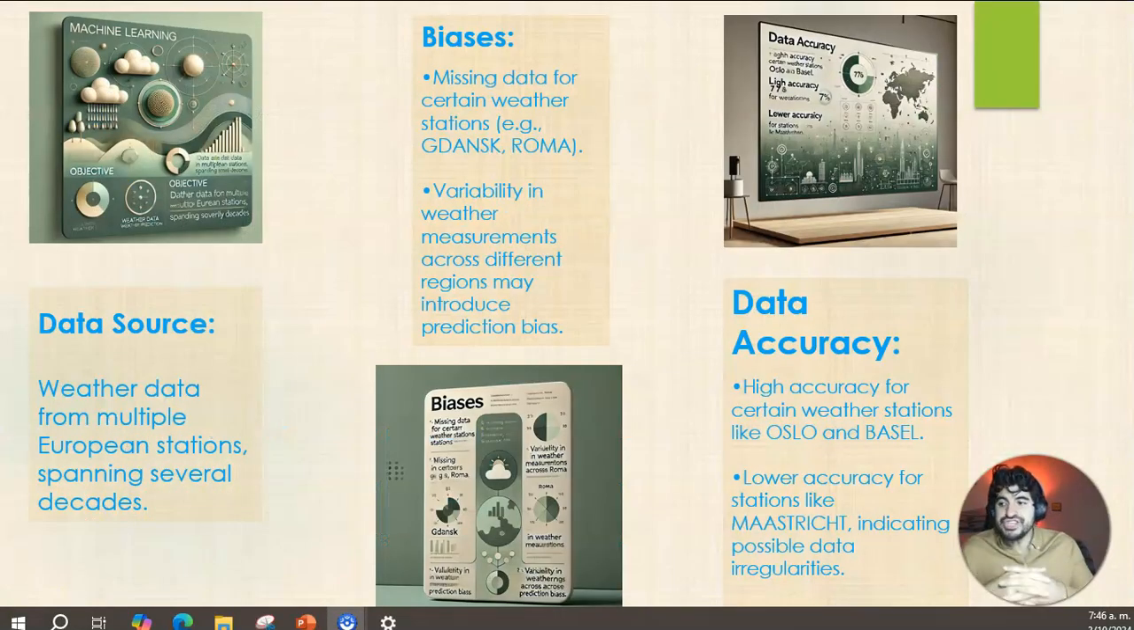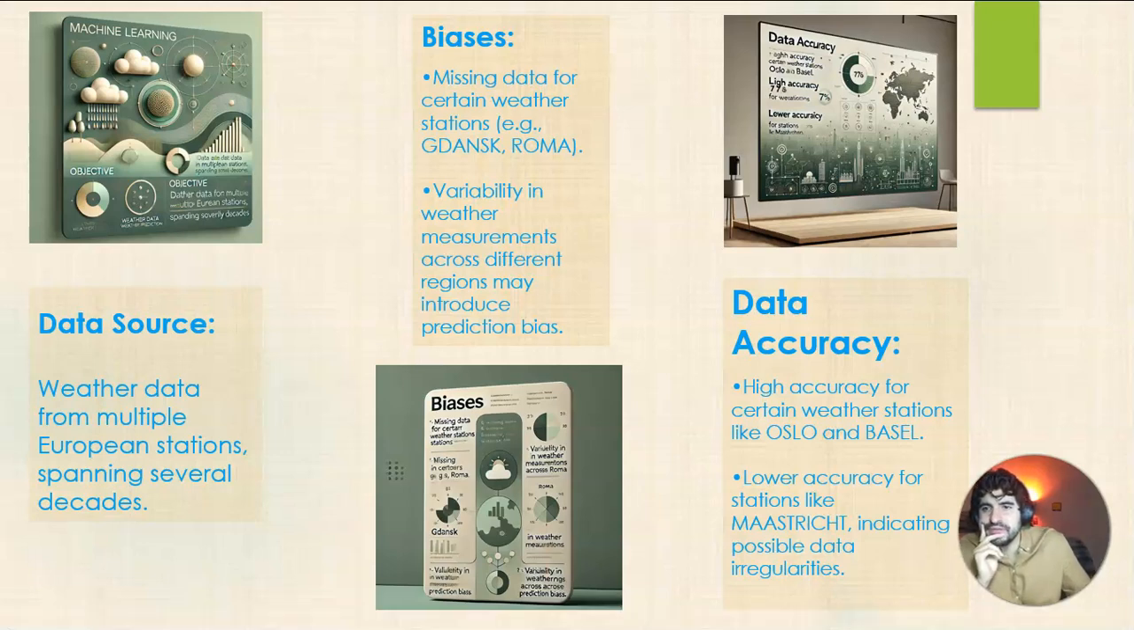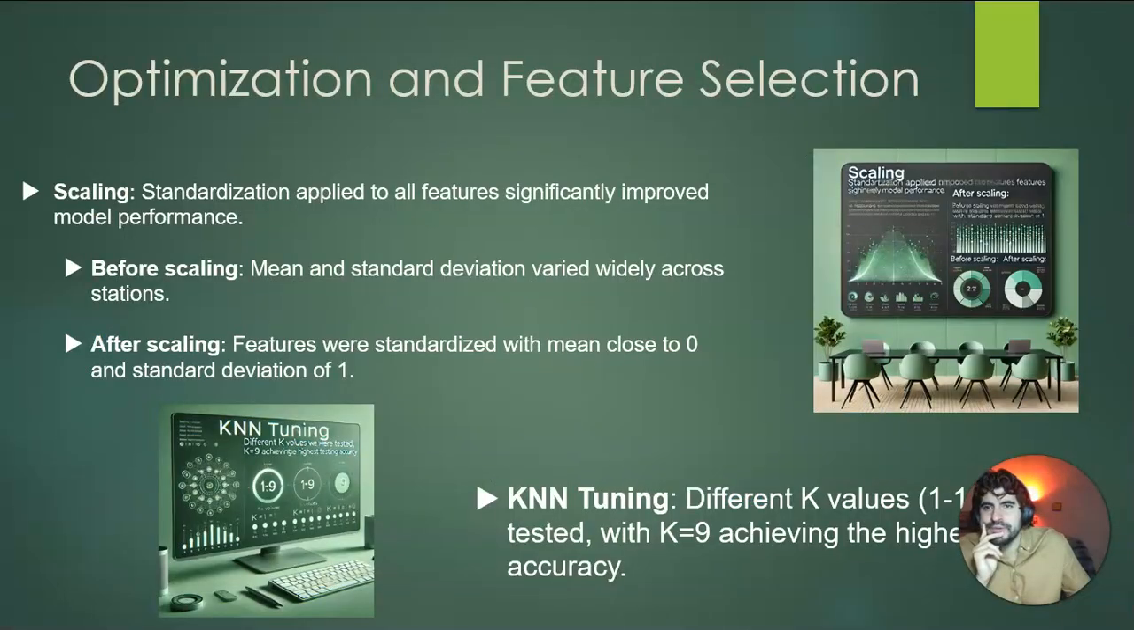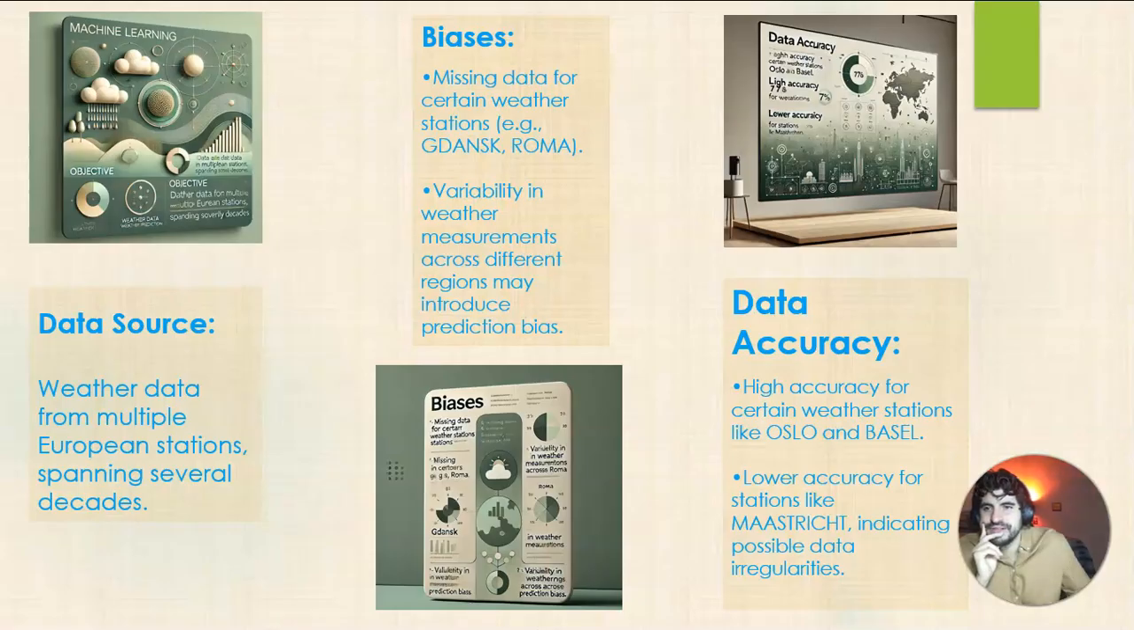It is important to mention that the data came from multiple weather stations in Europe, included but not limited to Belgrade, Budapest, Oslo, and others. There were some biases in the dataset due to missing data from certain stations, like for example, Roma and Gdansk. In addition, weather variability across regions could introduce some prediction biases.